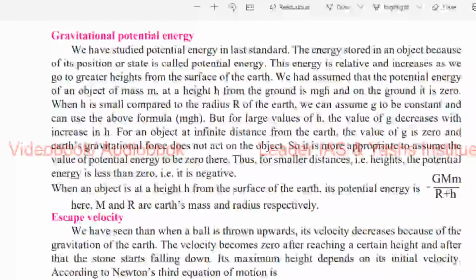Thus, for smaller distances, that is height, the potential energy is less than 0. That is, it is negative. When an object is at a height small h from the surface of the earth, its potential energy is minus capital G, capital M, small m upon capital R plus small h. Here, the capital M and capital R are the earth mass and radius respectively.